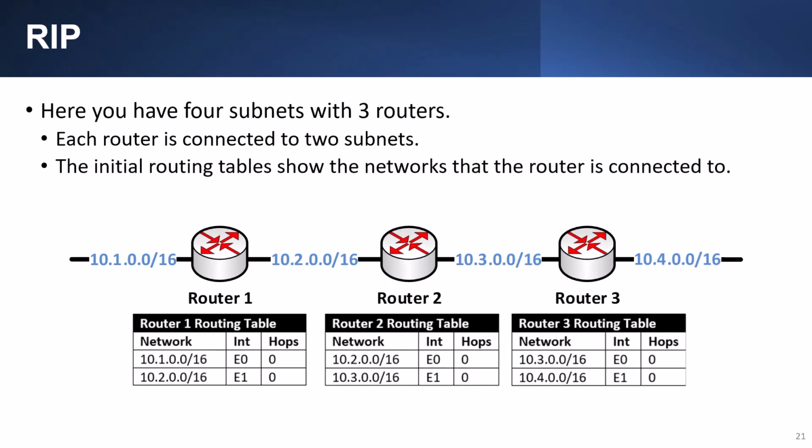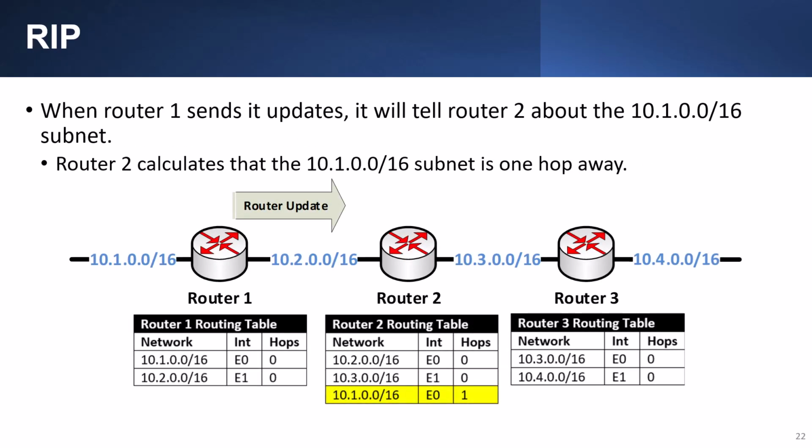Here you have 4 subnets with 3 routers. Each router is connected to 2 subnets. The initial routing tables show the networks that the router is connected to. When router 1 sends its updates, it will tell router 2 about the 10.1.0.0/16 subnet. Router 2 calculates that the 10.1.0.0/16 subnet is 1 hop away.